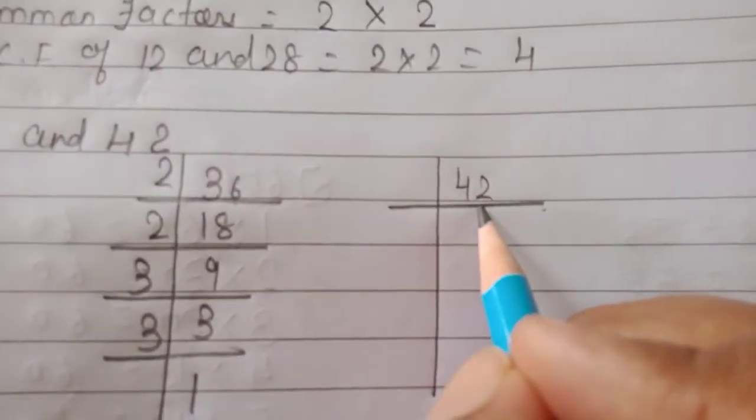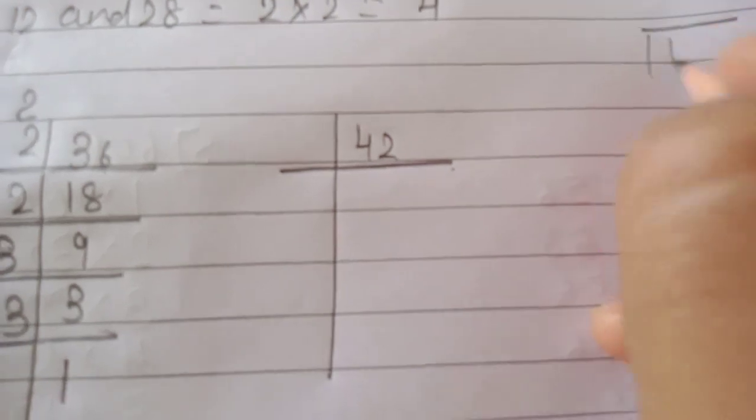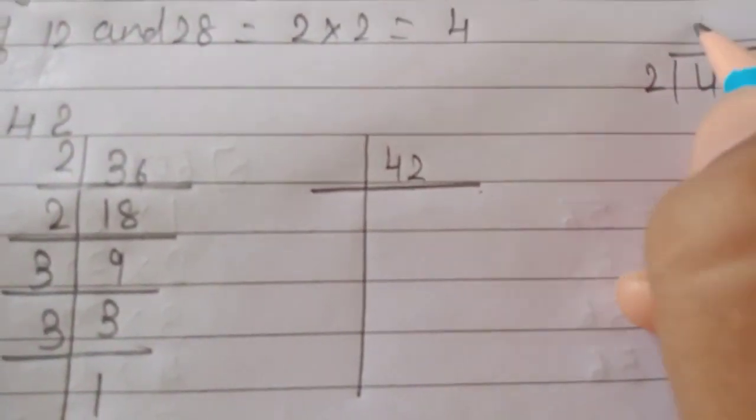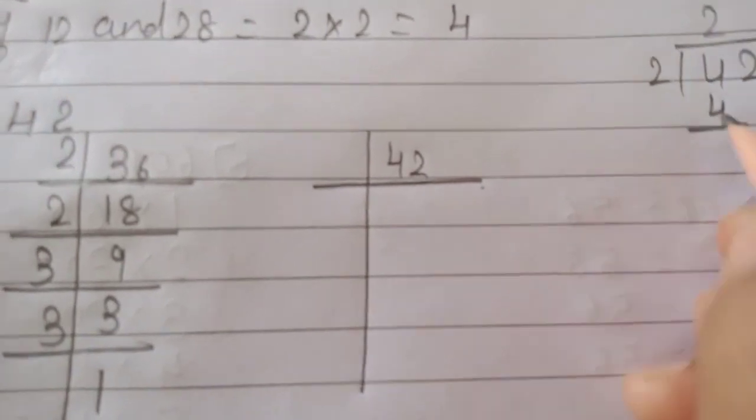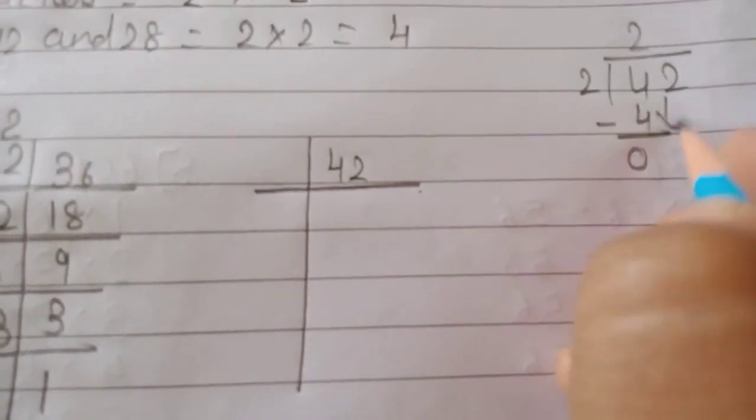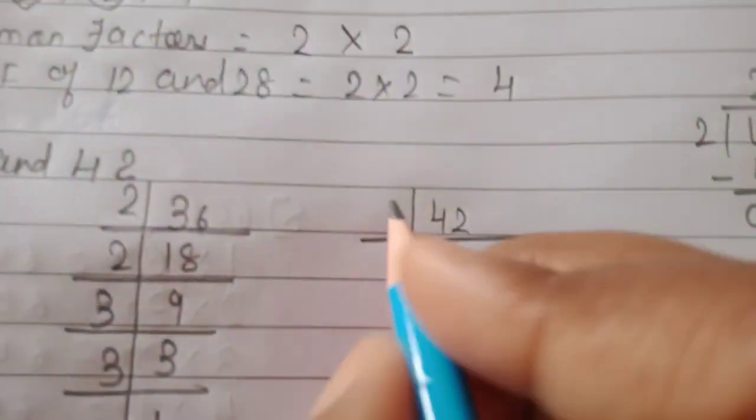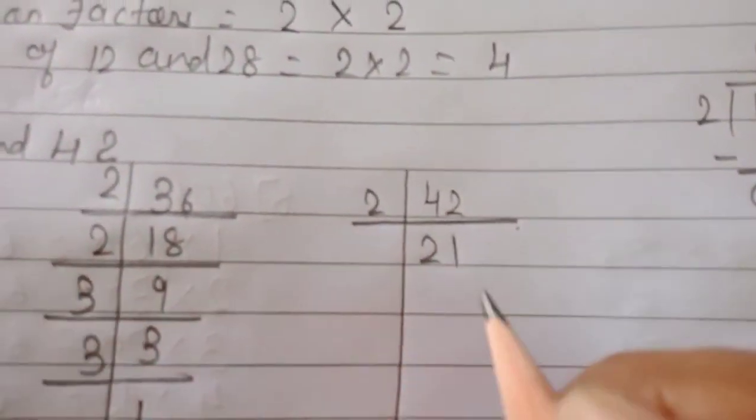So here also see in first place 2 is there, that is even number, so it is divisible by 2. So we will divide and see in 2 table when 42 will come. So 4 is there first, so 2 2s are 4. So 4 minus 4 is 0. This 2 will come down. So 2 1s are 2. So 2 21s are 42.